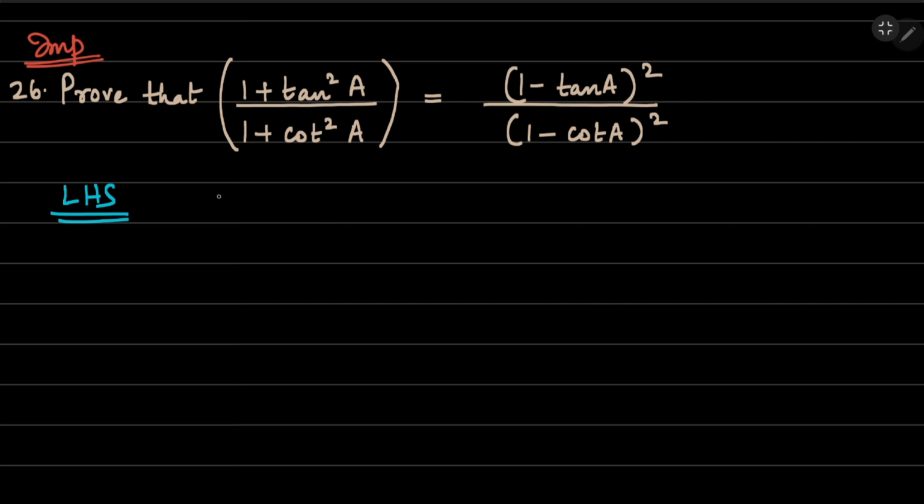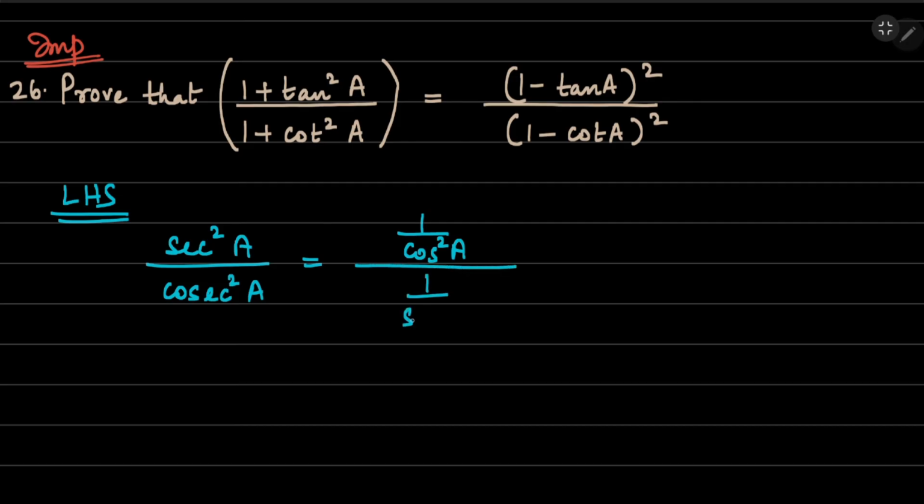What is 1 plus tan square A? It is secant square A. Divided by what is 1 plus cot square A? It is cosecant square A. Okay. And what is secant square? It is 1 over cos square A. Divided by 1 by cosecant square, which is nothing but 1 by sine square A. Okay. So when you combine it, it becomes sine square A by cos square A, which is nothing but equal to tan square A.